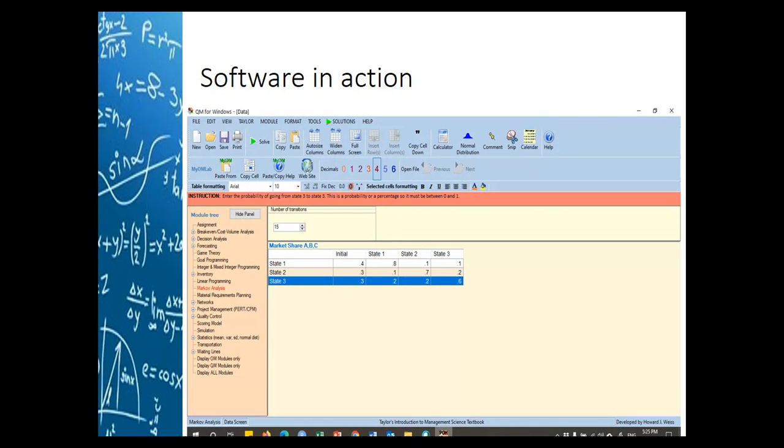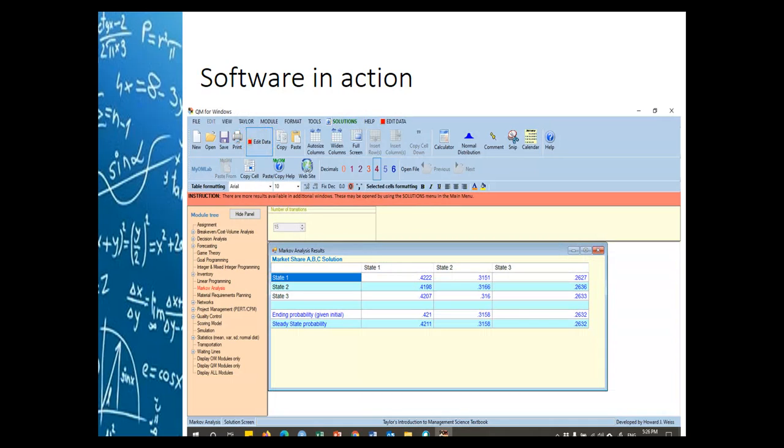Okay, so I end this phase one with software in action again. It is not limited to QM for Windows, but since you're already familiar with QM for Windows, I just put it inside here. So you have the Markov analysis items on your left-hand side. You just choose that one, and then you can put all your initial conditions over here, and then put your transition matrix. This is your transition matrix over here. And then click solve.